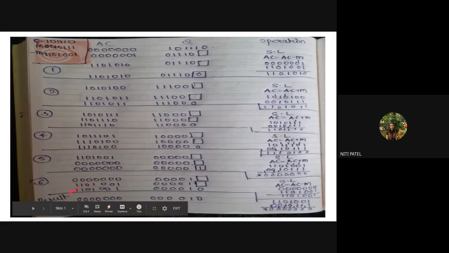Now again, the result of your sixth cycle was 11010001 and the result of Q was 4 times 0 and 1 0. Since we are supposed to stop here, but the result of AC is still negative, we have to perform the restoring cycle where we have to do AC is equal to AC plus M. So we get a final result as AC as all zeros and Q as 0000010.